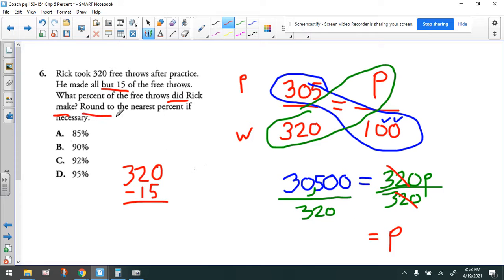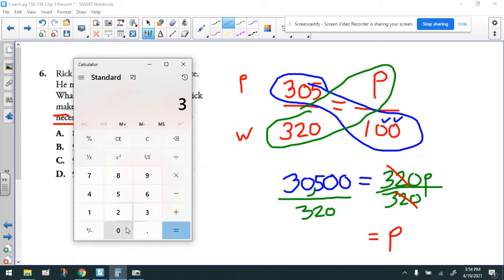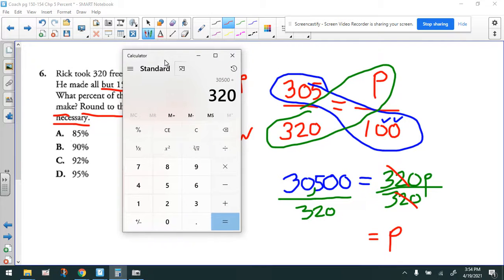Now one of the things that I want to just give you a heads up on, it does say round to the nearest percent if necessary. So when you take out your calculator and put in this top number, which is 30,500, and you hit divided by this number, which is 320, and I'm not going to hit equals because I want you to do that, it may not work out evenly.